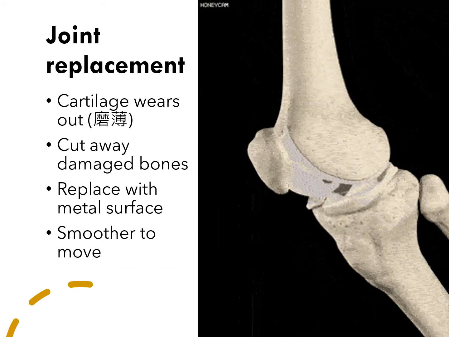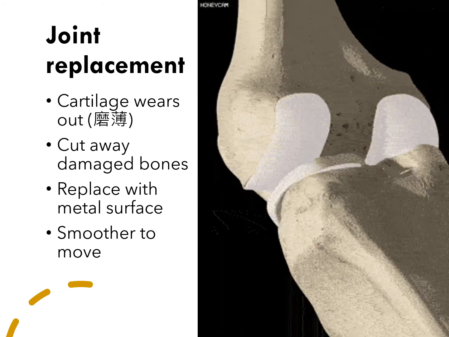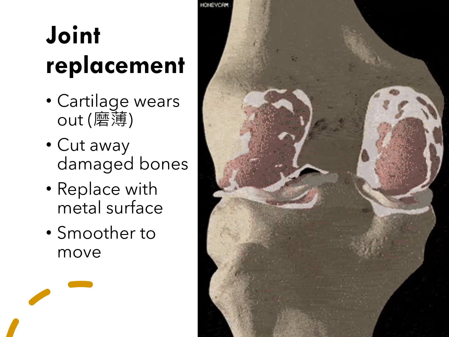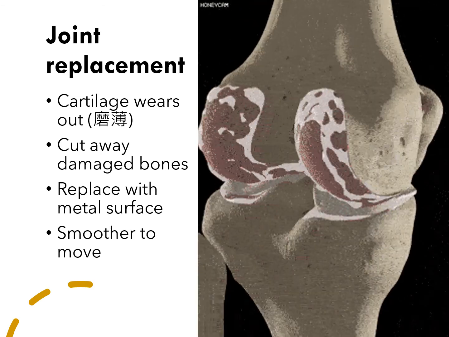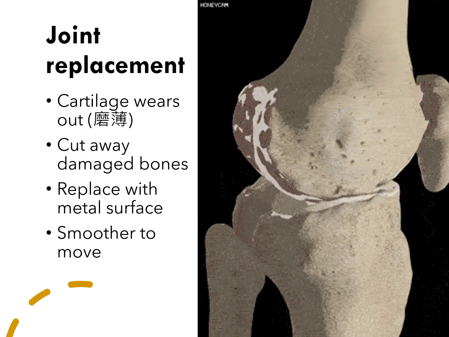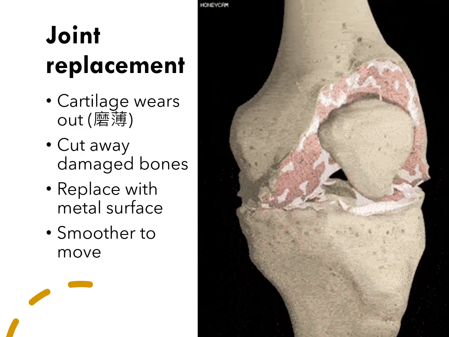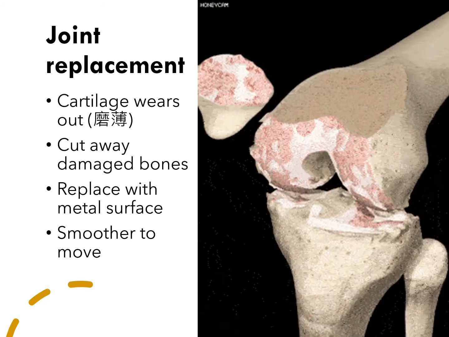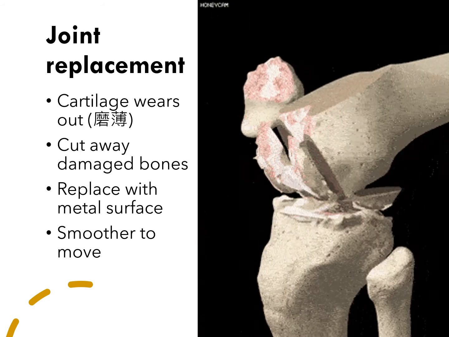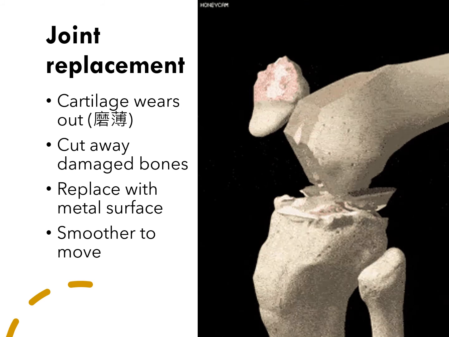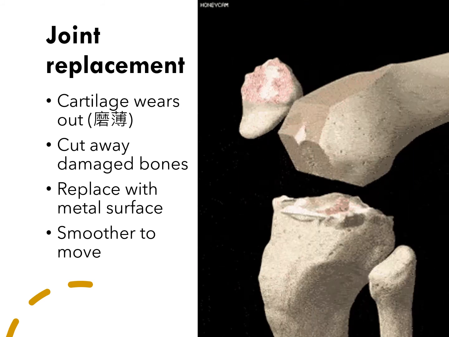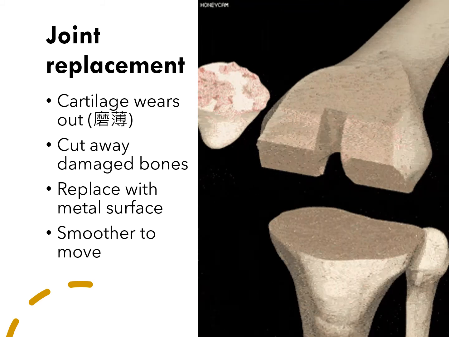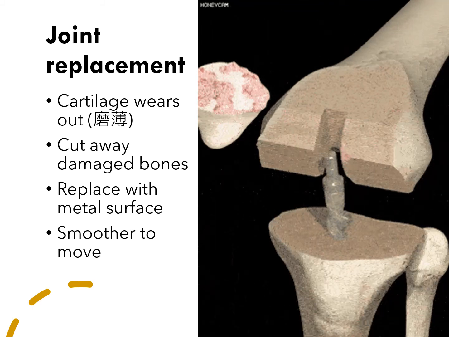The following video shows you the joint replacement surgery. When a person gets old, the cartilage inside the body will wear out. This causes the bones to rub against each other, and this causes great pain and discomfort during movement. A joint replacement surgery is done to reduce the pain. The damaged bones are being cut away.